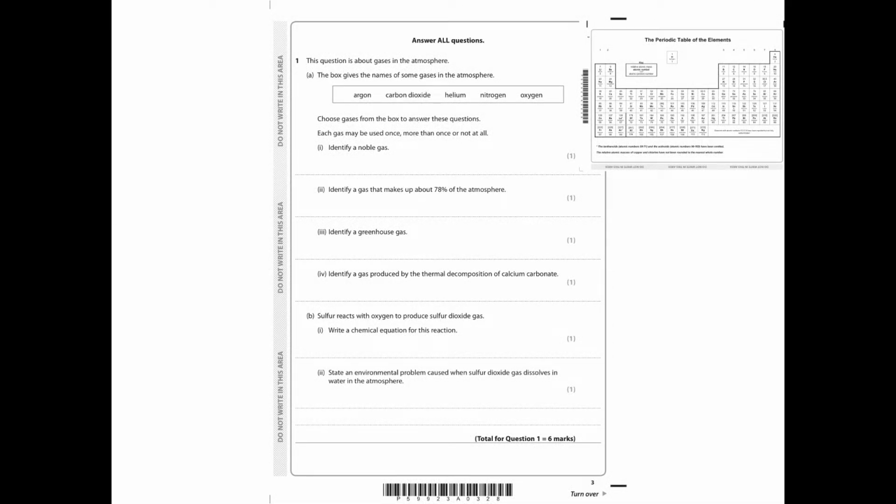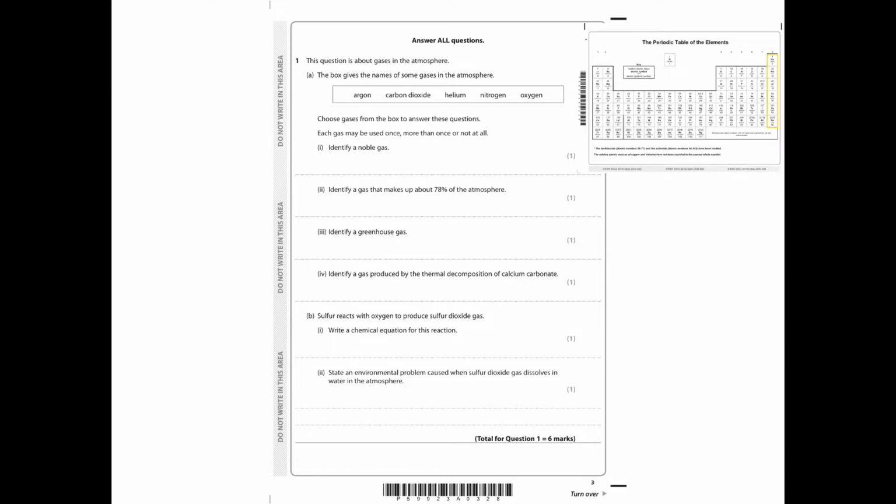Question 1 begins by asking you about noble gases. These are the elements in group 0 at the far right of the periodic table. The only element in the box that's in this group is argon, so that's the answer to 1A part 1.